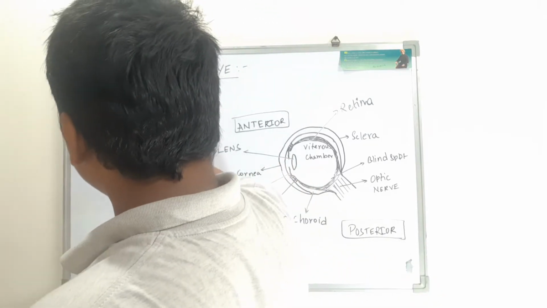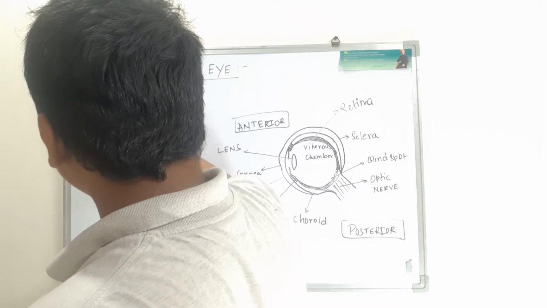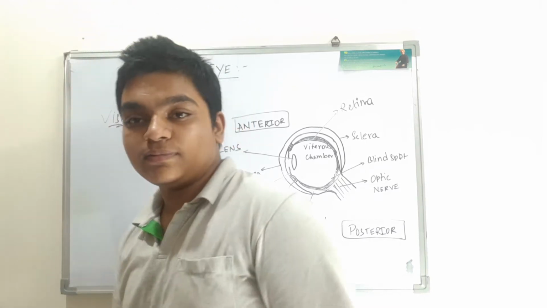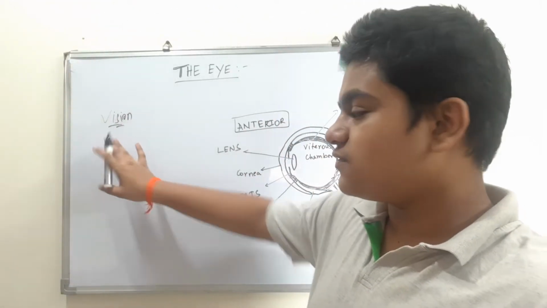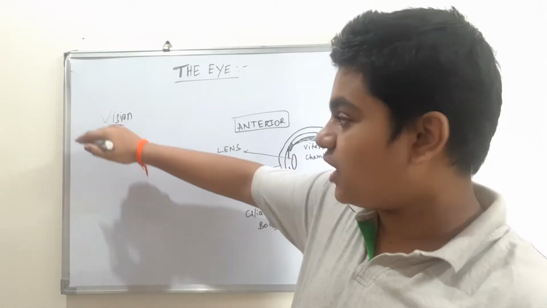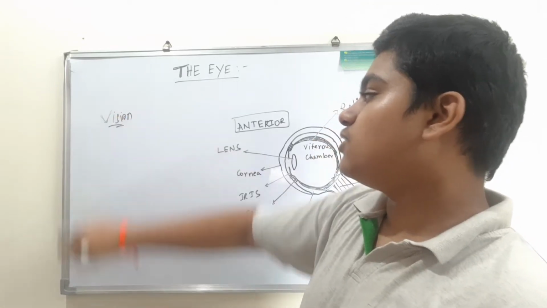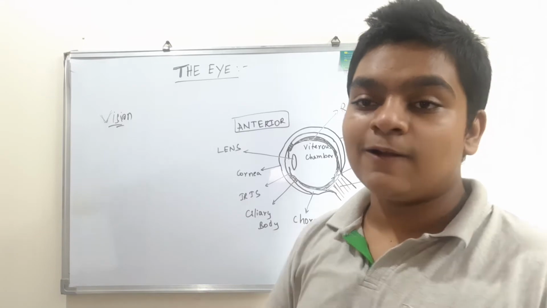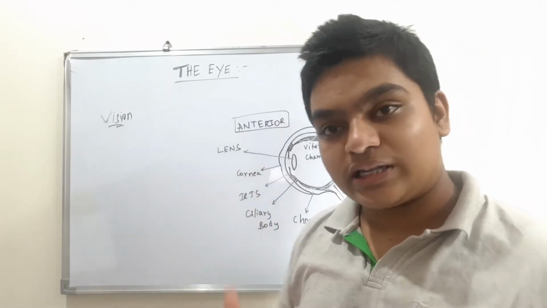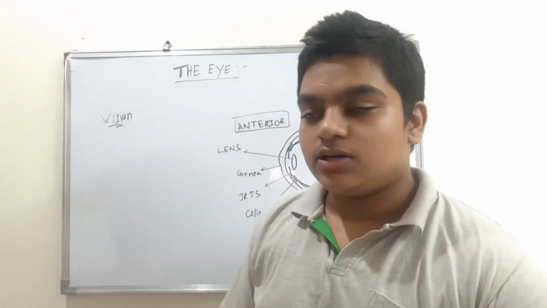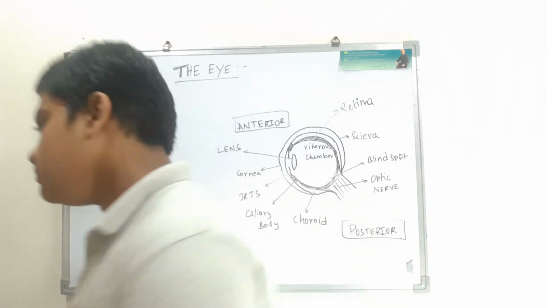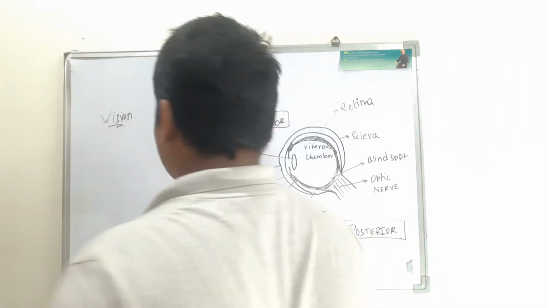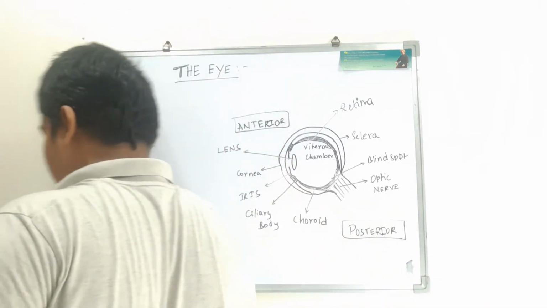There is vision. Vision is the function of the eye. It is the basic function. The eye performs the function of vision. It senses the light. Okay, next one. Let's move on to the basic parts of the eye.